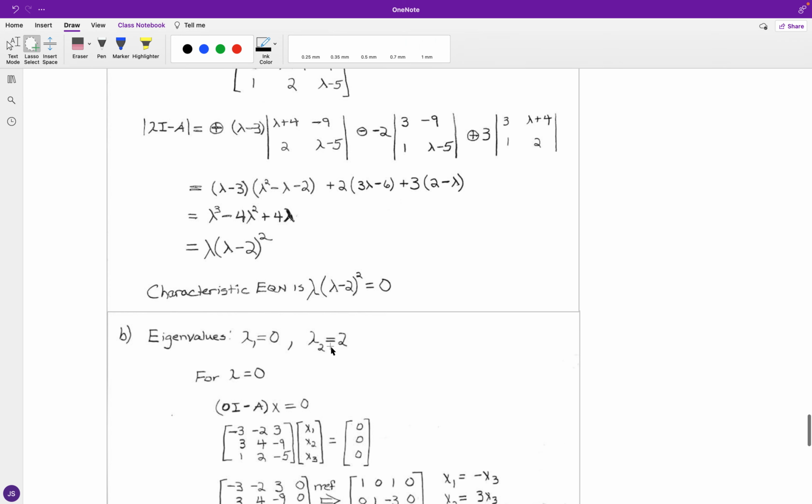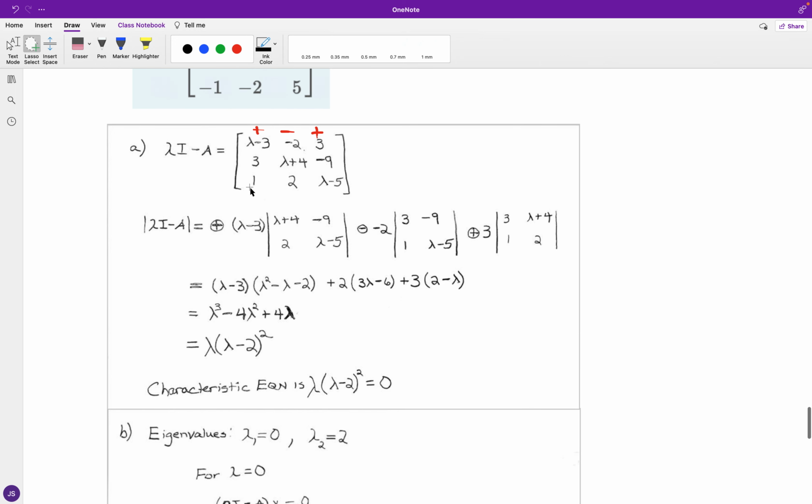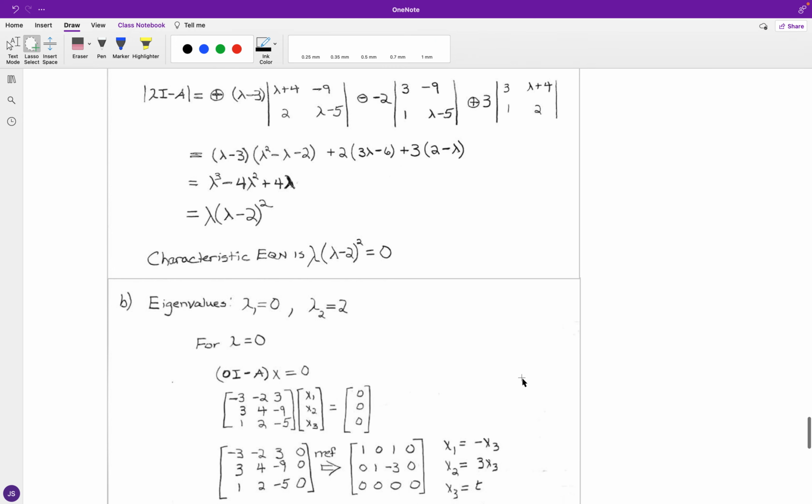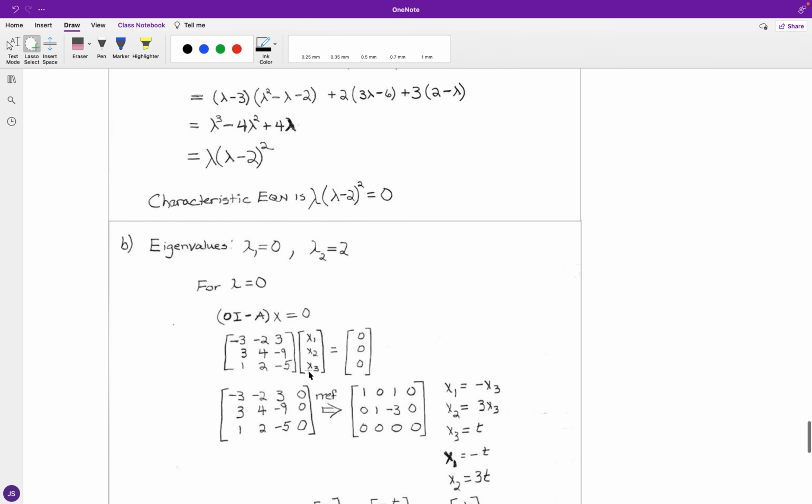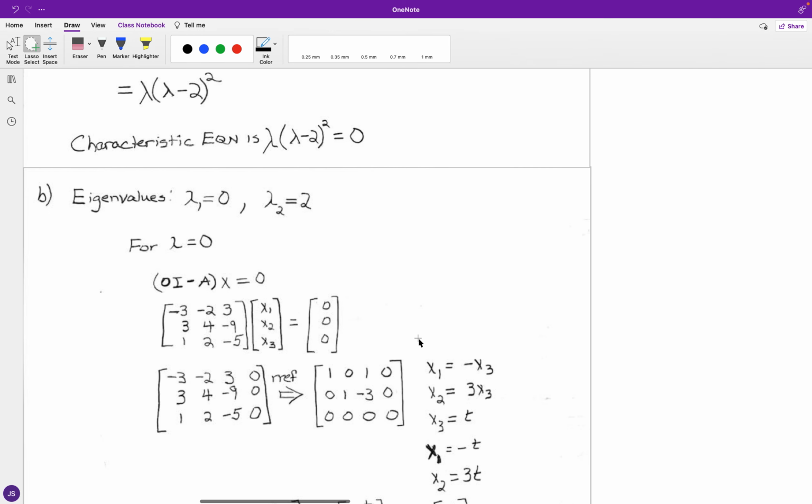So if I work with the lambda at 0, you have 0 minus 3, 0 plus 4, 0 minus 5, while all the other values remain fixed. So we have this particular 3 by 3 matrix multiplying the eigenvector x1, x2, x3, and that product is going to be 0. And just translating what I have in the setup in terms of augmented matrix terms, we have negative 3, negative 2, 3, 0, 3, 4, negative 9, 0, 1, 2, negative 5, 0, and putting in reduced row echelon form terms.